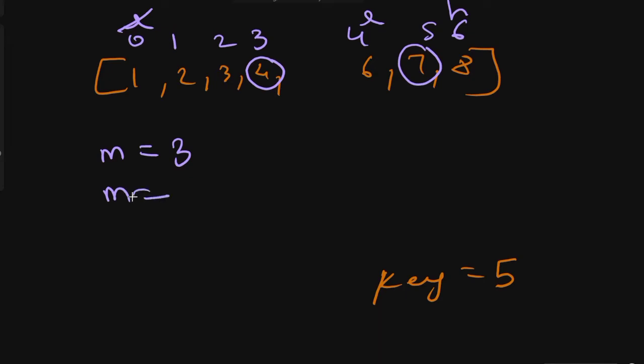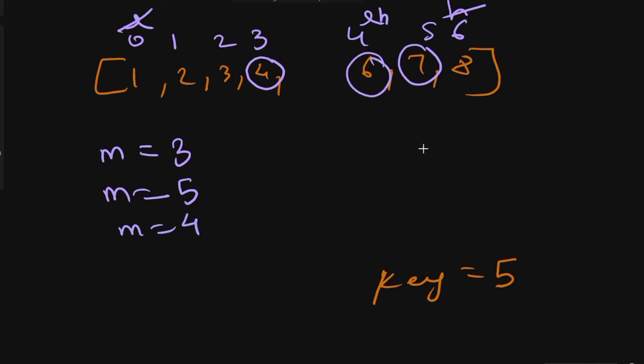So mid is 5, and we will check 5 and 7, same? No. So 5 is less than 7. Yes. So let's just modify this to h equals mid minus 1, which gives me 5 minus 1, which is 4. So now I will check. Again L plus h, which is 4 plus 4, divided by 2 gives me 4.